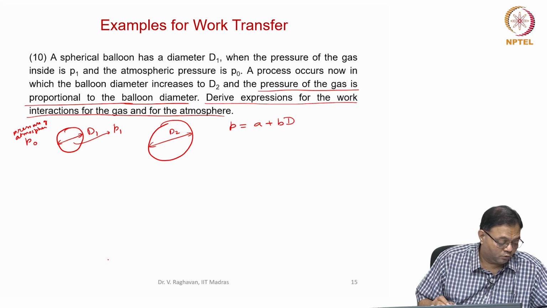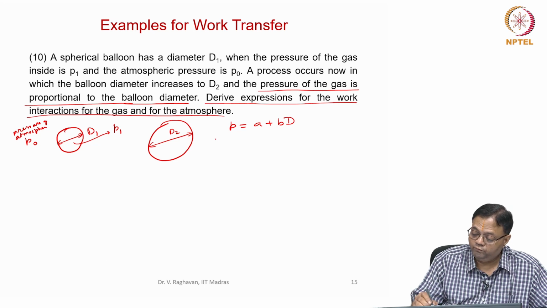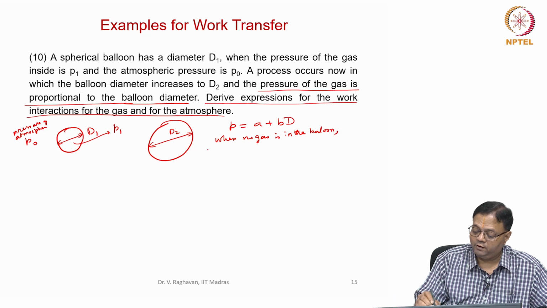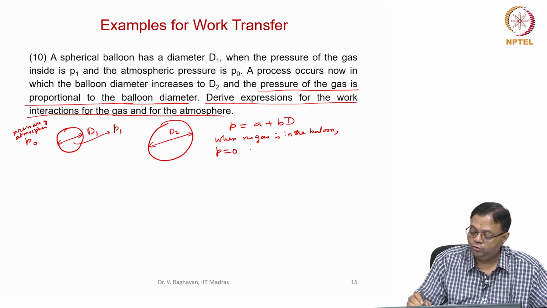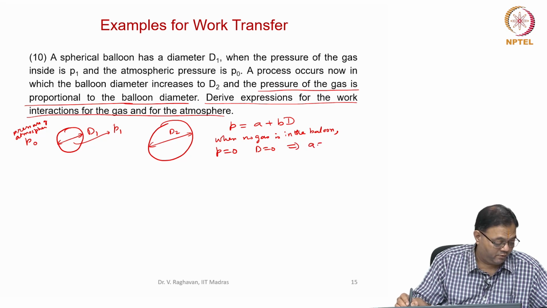Now when no gas is in the balloon, what happens? Pressure equal to 0, D equal to 0, correct? So that means A will be equal to 0.